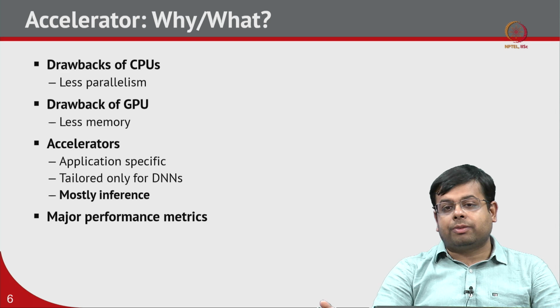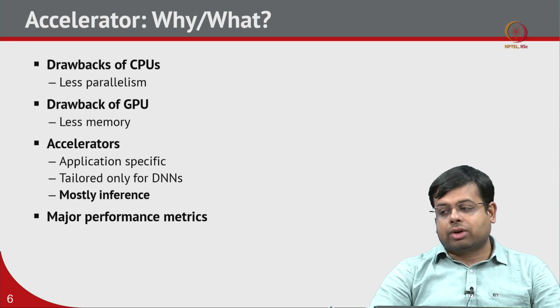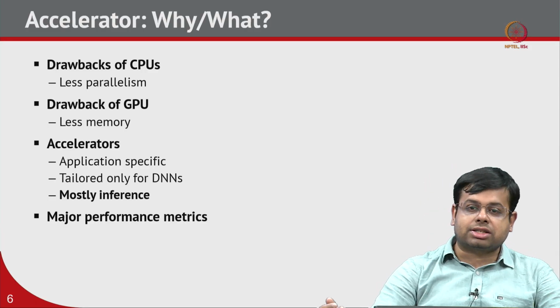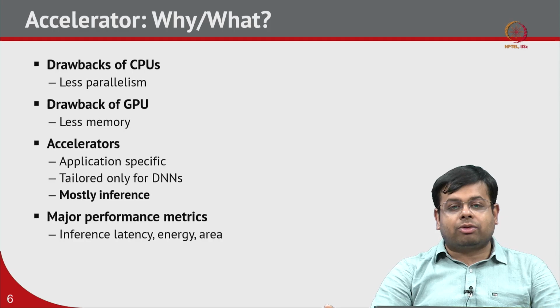But what are the major performance metrics? How can we quantify that this accelerator is performing good or this accelerator is performing bad? So, there are few performance metrics. The major performance metrics are inference latency, energy, and area.